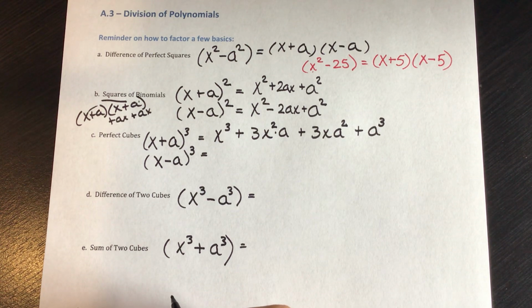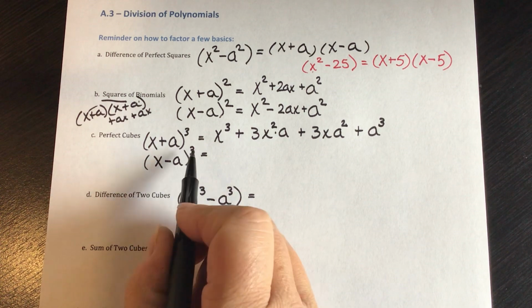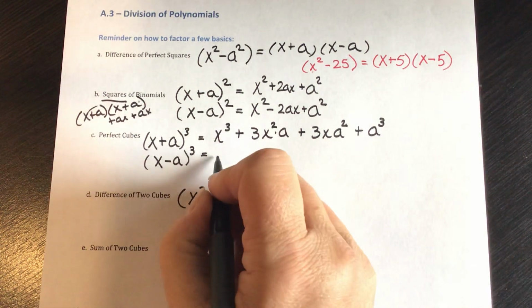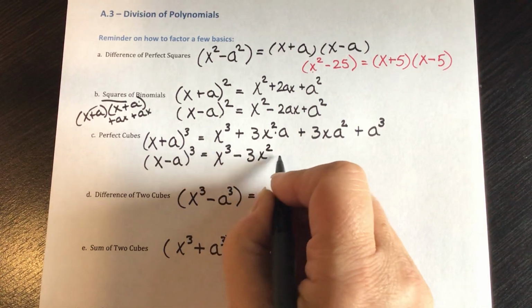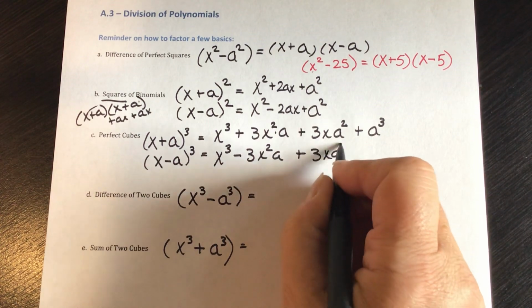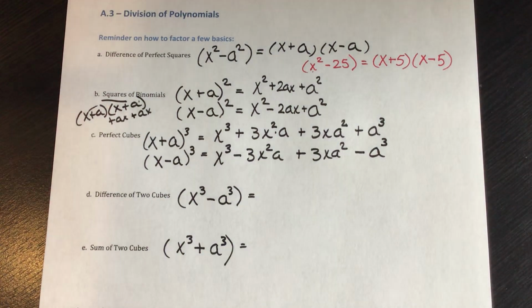If I am multiplying the difference, I have a cube and I'm raising this to the third power, I'm going to have x to the third minus 3x squared a plus 3xa squared, and then minus a to the third power here.